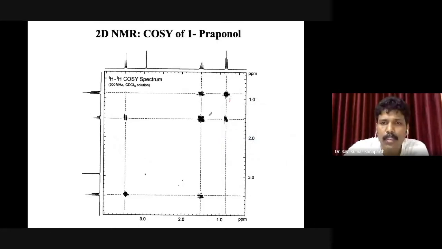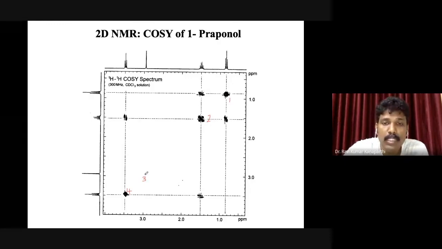So 1, 2, 3, and 4. This 1 and 2 there is a correlation. That's why we are saying that, because there is a cross peak. One is having correlation with the other one.